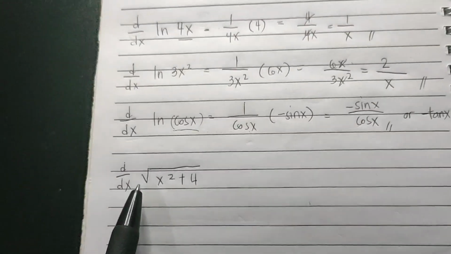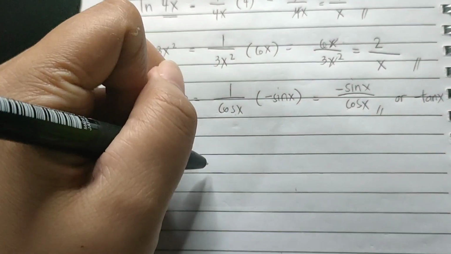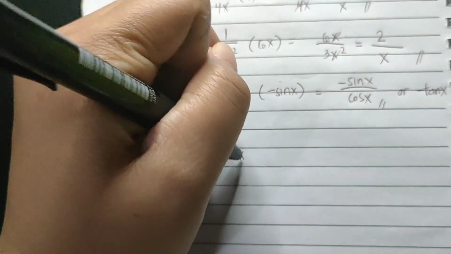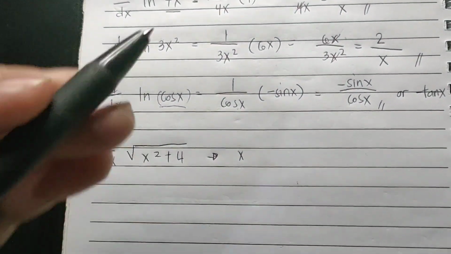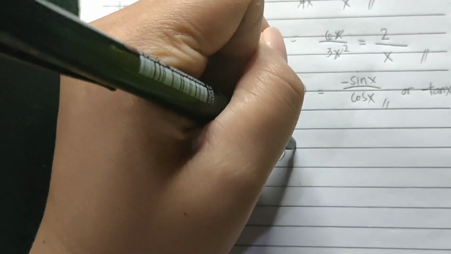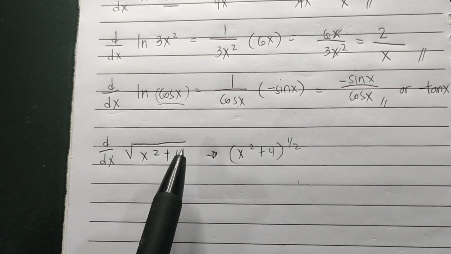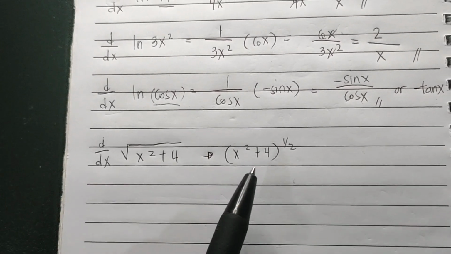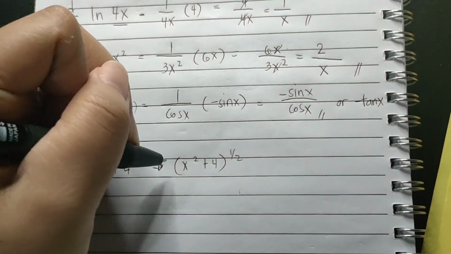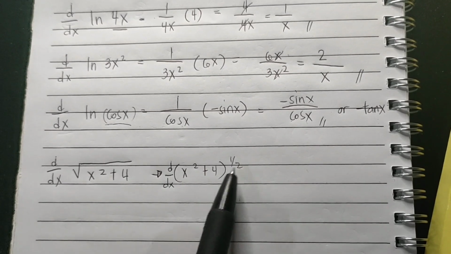Okay, so last example natin, paano naman kapag naka-radicals. So, find the derivative of square root of x squared plus 4. So, unang gagawin natin dyan, i-transform muna natin yan into rational exponent. So, si square root of x squared plus 4, equivalent yan kay x squared plus 4 raised to 1/2. Kasi di ba kapag square root, 1/2. Kapag cube root, 1/3. Kapag fourth root, 1/4. Okay, so, again, find the derivative of x squared plus 4 raised to 1/2.